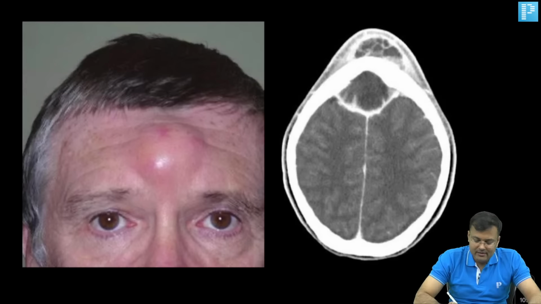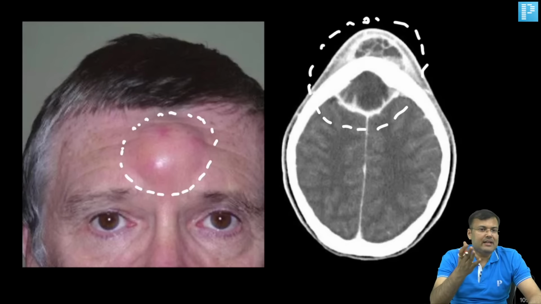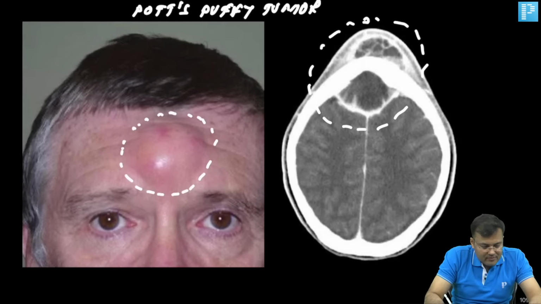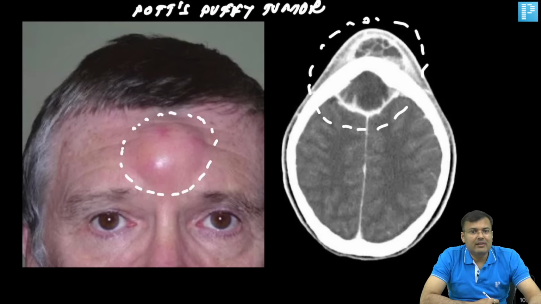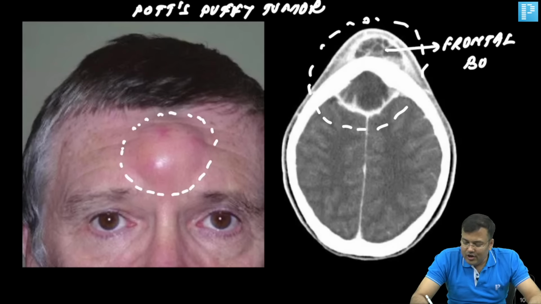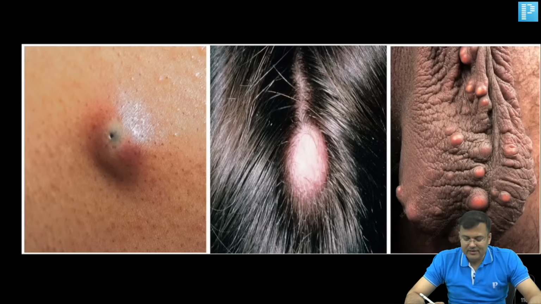Next, tell me this one. This is Pott's puffy tumor. Pott's puffy tumor. Here because of osteomyelitis. यहाँ बताइए कौन सी bone involved है? Guys, tell me this is Pott's puffy tumor, right? Which bone is involved here? Yes, tell me. Just by looking at the image, you can tell me there is involvement of frontal bone. So there is osteomyelitis of which bone? Osteomyelitis of frontal bone. So this is Pott's puffy tumor because of involvement of frontal bone. Easy.